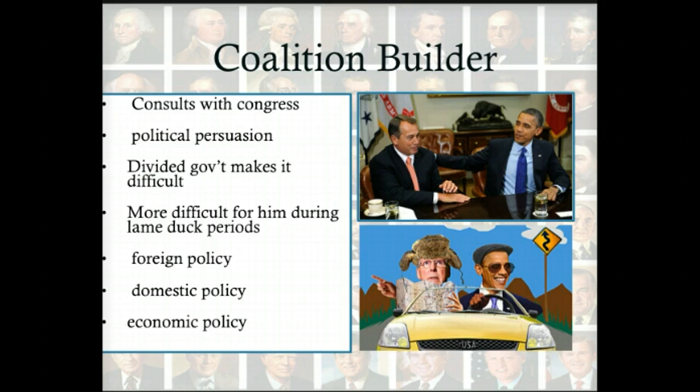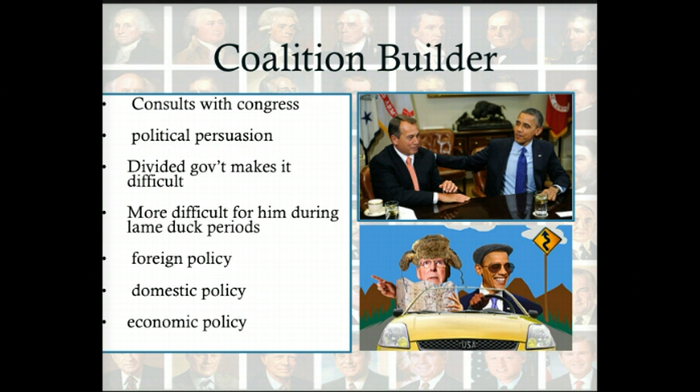He's going to consult with Congress. He is going to try to play nice with them, even members of the other party, especially if the opposition party has leadership or majority in Congress. He's going to play nice with the leaders. Like, here you go, there's Obama and there's Boehner.